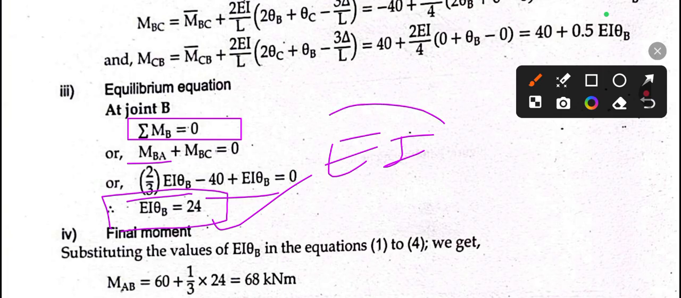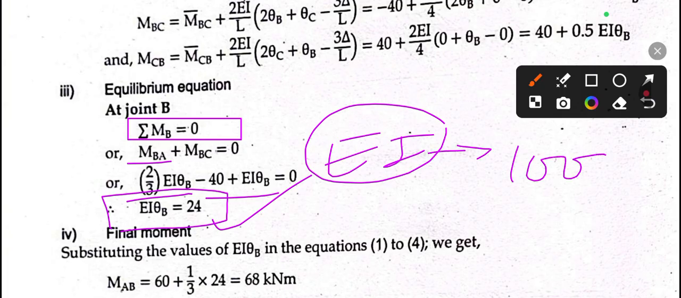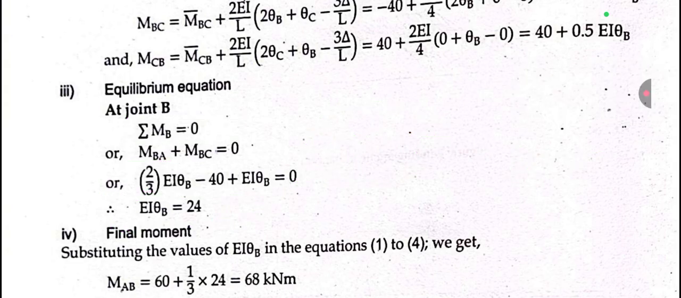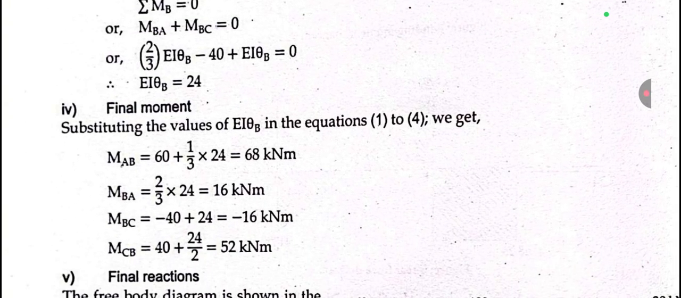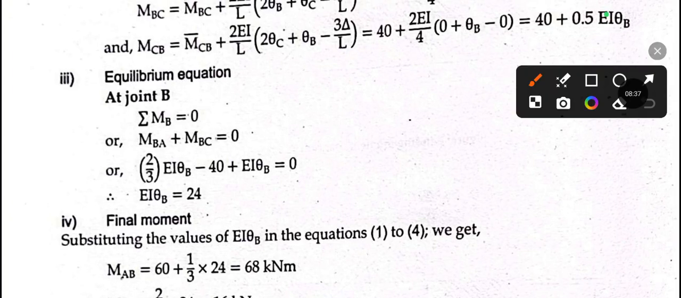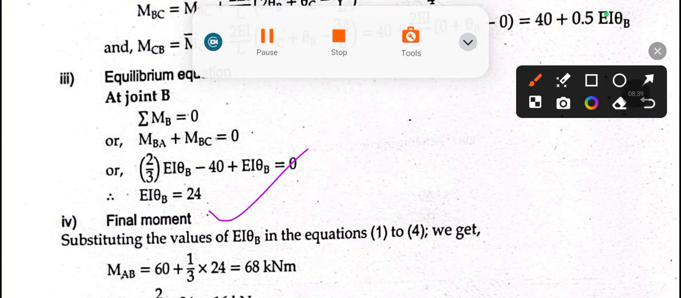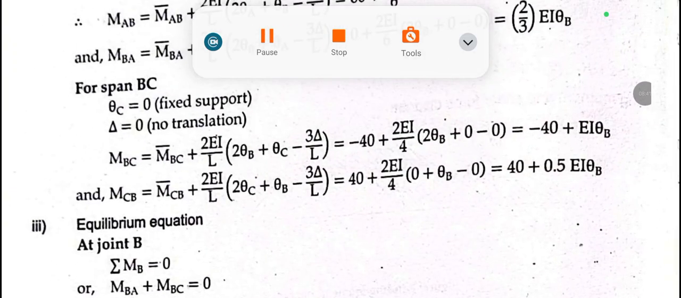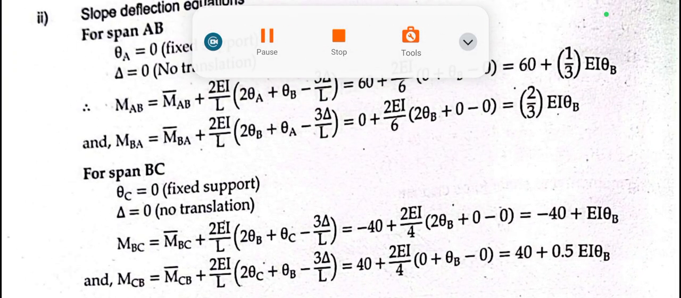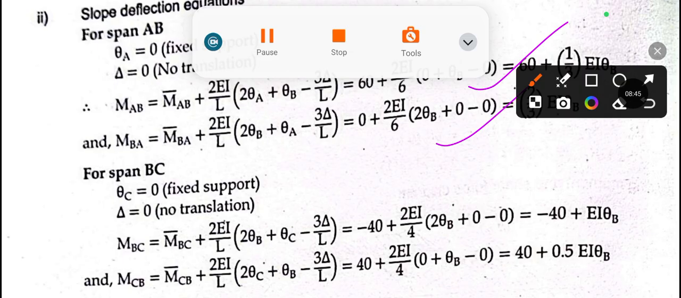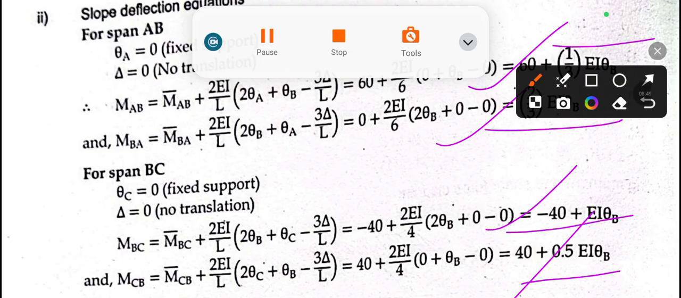In this question, the value of EI is not given, so we need to take EI. You can also assume, if there is no value given in the question, then you need to take EI equal to 1000 kilonewton meter square. Okay, whatever your choice you can take or put the value. And now we need to put all these values. EI theta B is the given 4 equations, these 4 values. Okay, in this equation this and this, and we need to calculate all these moments. Okay, and we got final moment.